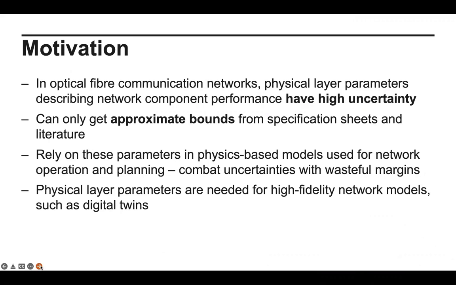We can only get approximate bounds for the values of these parameters from specification sheets and literature. However, we rely on these parameters in physics-based models used for network operation and planning. So we have to combat these uncertainties with wasteful margins that reduce the network throughput. Additionally, the physical layer parameters are needed for high-fidelity network models such as digital twins.